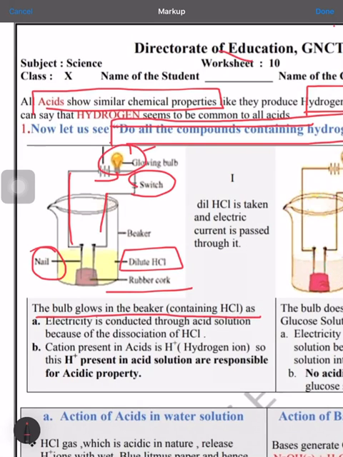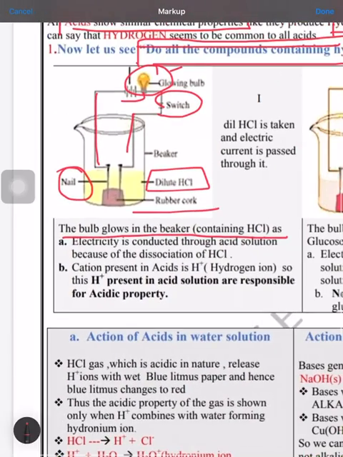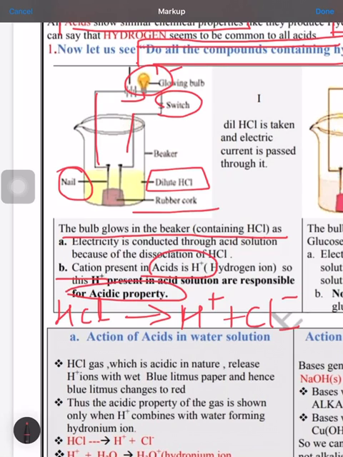Why is this bulb glowing? What we have taken in this activity is HCl. This HCl undergoes dissociation when the current is passed, and we are getting H+ and Cl- ions. The positive ion is known as a cation and the negative ion is known as an anion. These H+ ions, or hydrogen ions, that you produce are responsible for the acidic property or acidic behavior. That's why the ionic state is helping in the conduction of electricity.